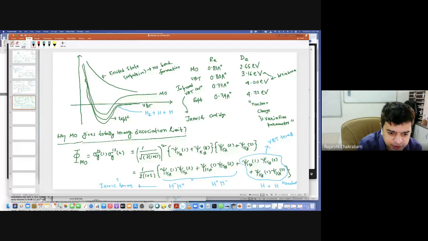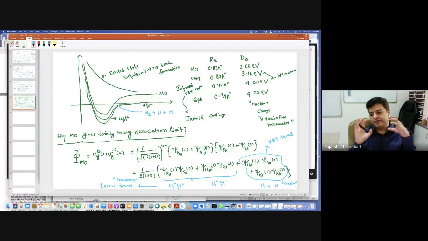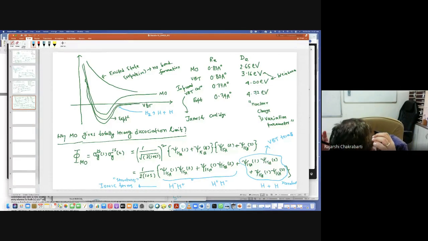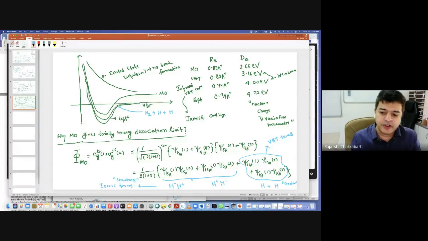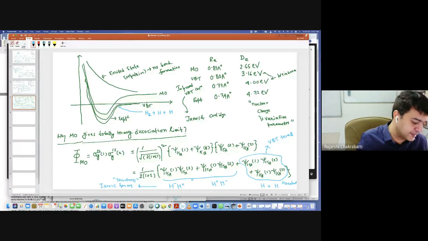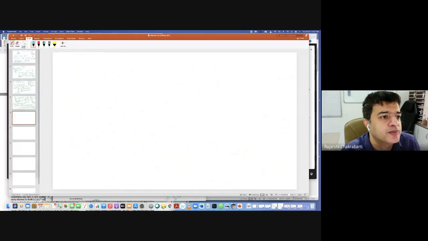These are ionic structures, ionic terms. Is this clear to all of you? Because you have these two extra things in your MO description, and you want to predict a dissociation limit where the H2 molecule dissociates into two neutral H atoms, your MO would not predict that limit correctly, but VBT would, because that is how VBT is built. Okay. And one more thing, if I want to include spin, what should I do?